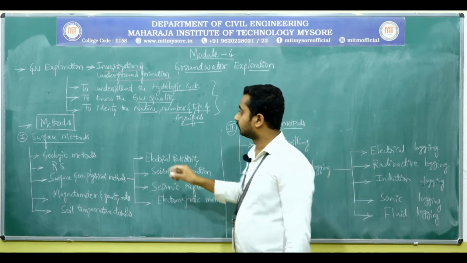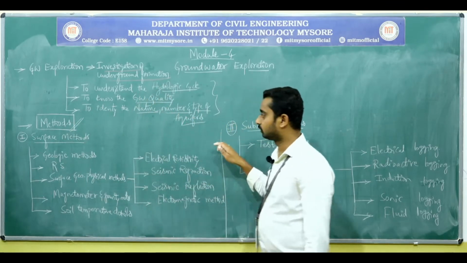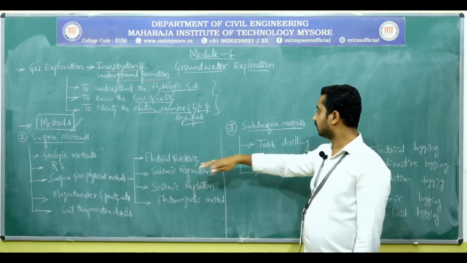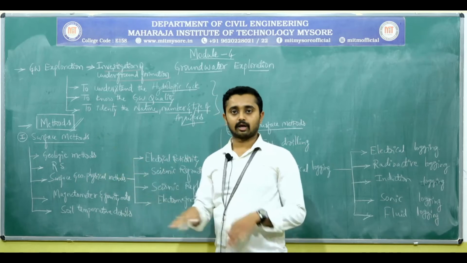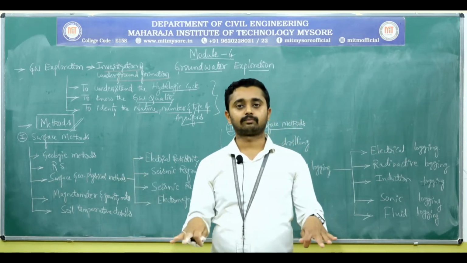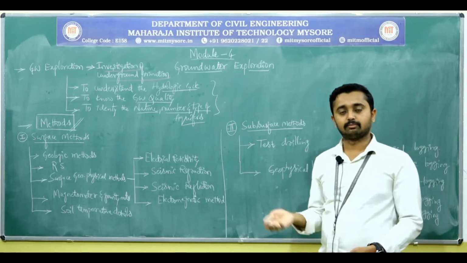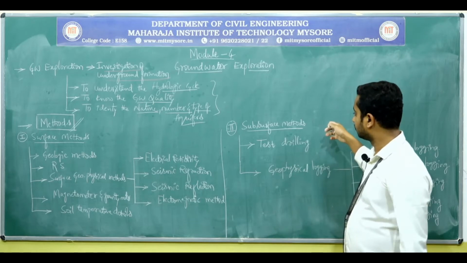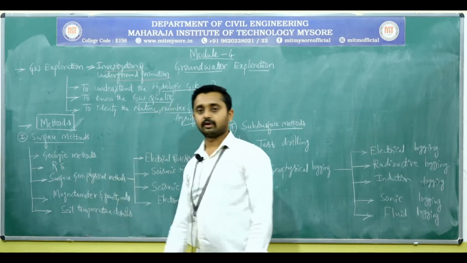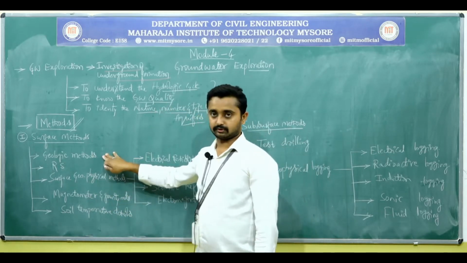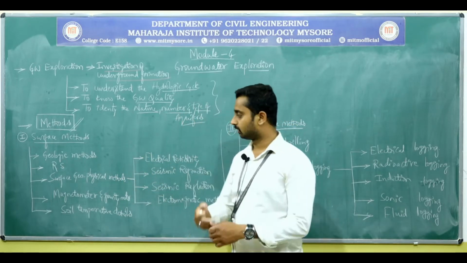Next is about methods. Basically, there are two types of methods: surface method and subsurface method. Again, the name itself suggests it: surface method means investigations carried out from above the ground, and subsurface methods are below the ground. Under surface methods we have classifications: geologic methods, remote sensing method. I will tell you everything in the next few minutes.